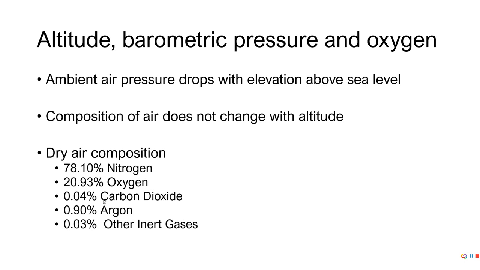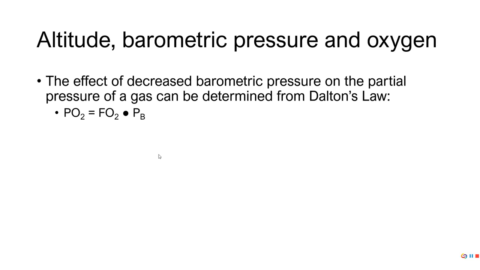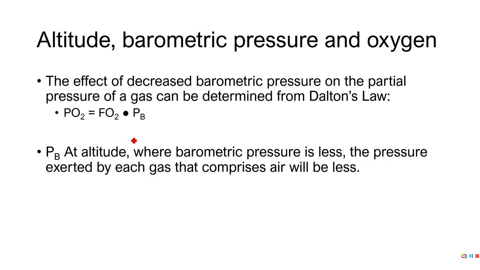Okay, so even on top of Everest, you're still breathing 20.93% oxygen, unless you're breathing through an oxygen tank. Okay, and so this gets us into Dalton's Law. The pressure of oxygen in the air is equal to the fraction or the percentage of oxygen in that mixture of gases times the barometric pressure. So normally you just take barometric pressure and multiply it by 21%. Okay, so as we go up in altitude, the pressure of each gas will decrease.